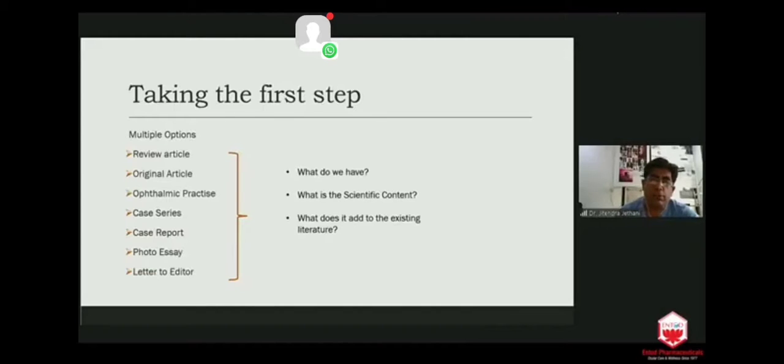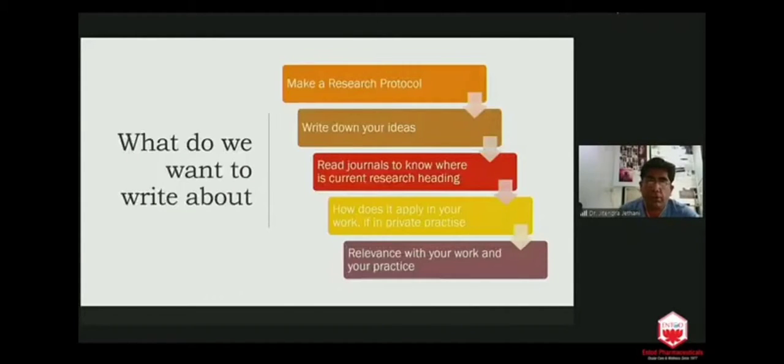So you have multiple options. You can start with any of them. Obviously, the easiest are the photo essay and letter to the editor. But if you have good scientific content and good original work, there is nothing like writing an original article. So before we write, we have to make a good research protocol. Wonderful lecture by Dr. Sajni.